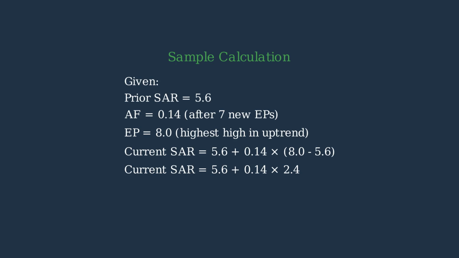5.6 plus 0.14 times 2.4. This gives us 5.6 plus 0.336. The resulting SAR value is 5.936, which will be plotted on our chart. This calculation process repeats with each new price bar, with the acceleration factor potentially increasing if new extreme points are recorded. Now, let's see how to set up the Parabolic SAR indicator on your trading charts.